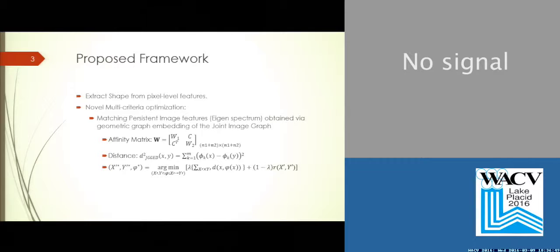Now let's extend this to a joint image framework. So how do we do that? The affinity matrix W, where W1, W2, and C are the submatrices that make up the affinity matrix W of the joint image graph. W1 is the affinity matrix that I just explained, which has the distances between vertices of image 1 and vertices of image 1 itself. And similarly W2 for image 2. And C is the distances between vertices of image 1 and vertices of image 2.